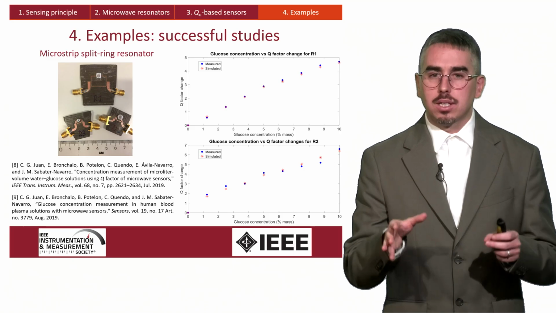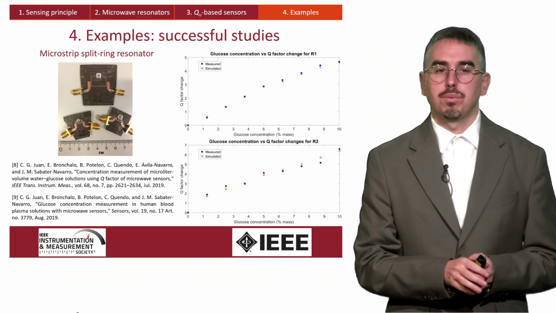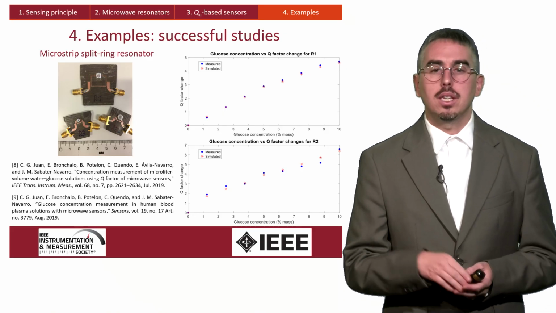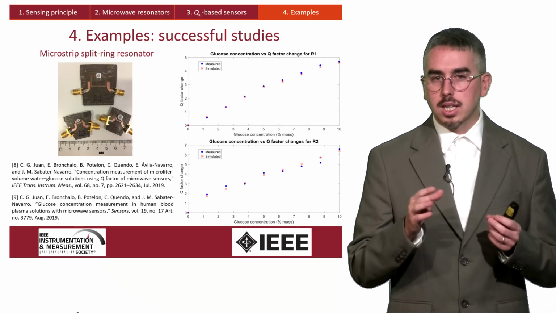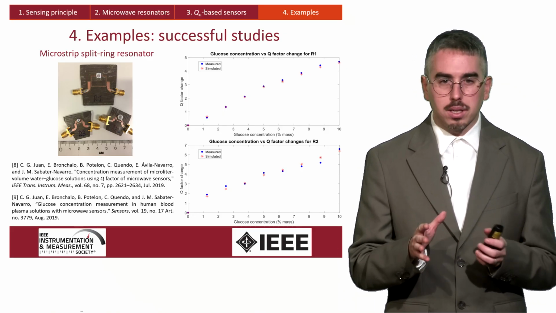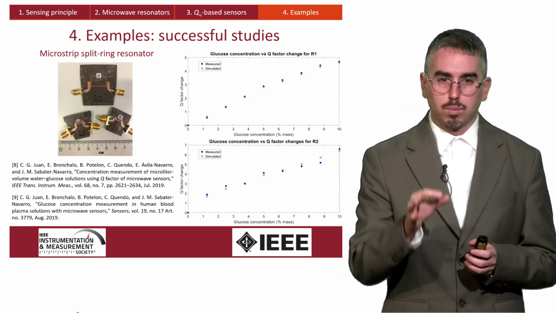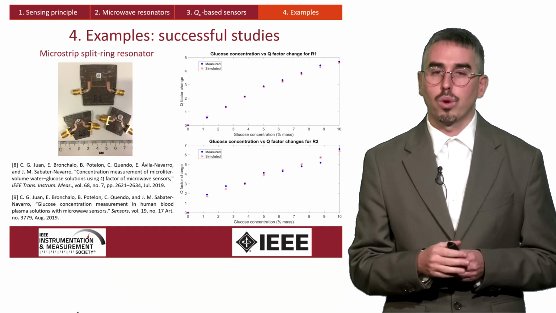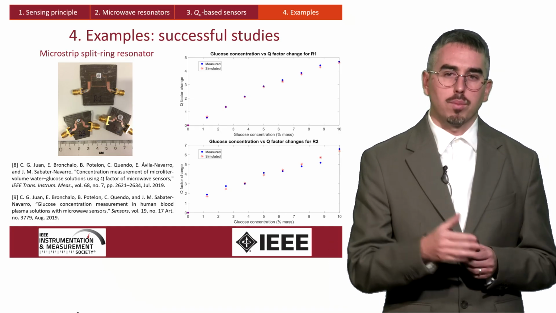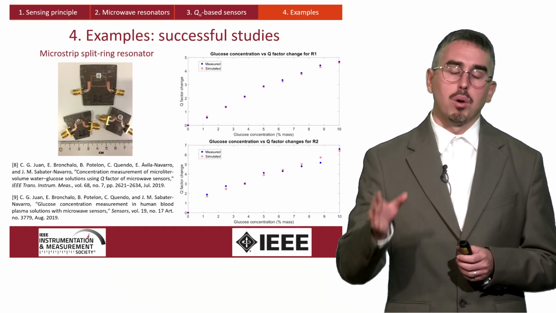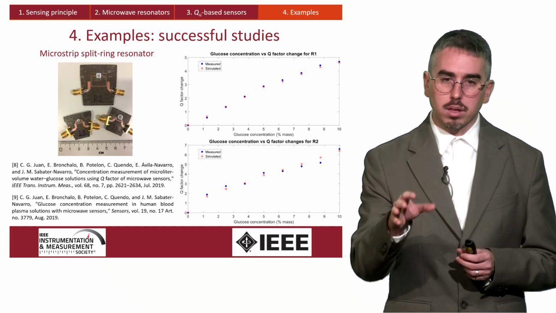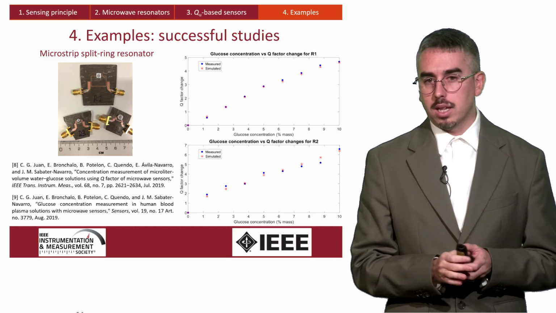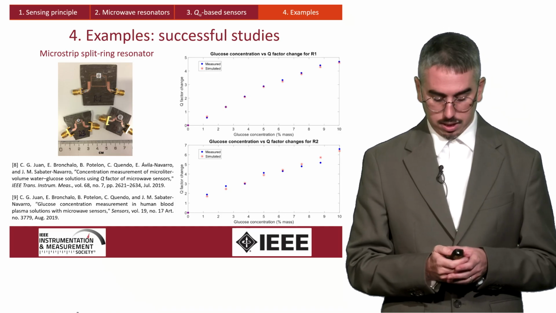So now, based on all these principles, we will see a couple of successful studies. For example, these ones made use of single microstrip split ring resonators with a small sample holder, and these sensors were proved effective for the measurement of glucose concentration in both aqueous and human blood solutions, with good linearity and acceptable sensitivities.